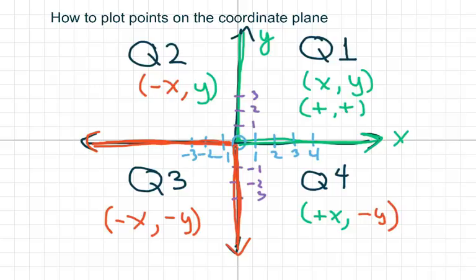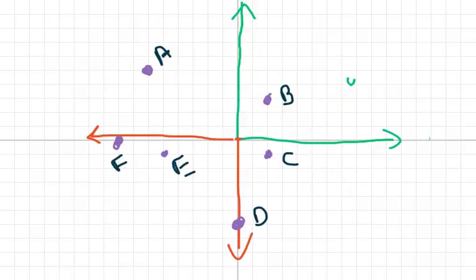Okay, so remember, you start in quadrant 1 and then go counterclockwise around to get your points. And our origin is right in the middle here. And that point is 0, 0. Okay, so let's plot some points. Or let's label some points.